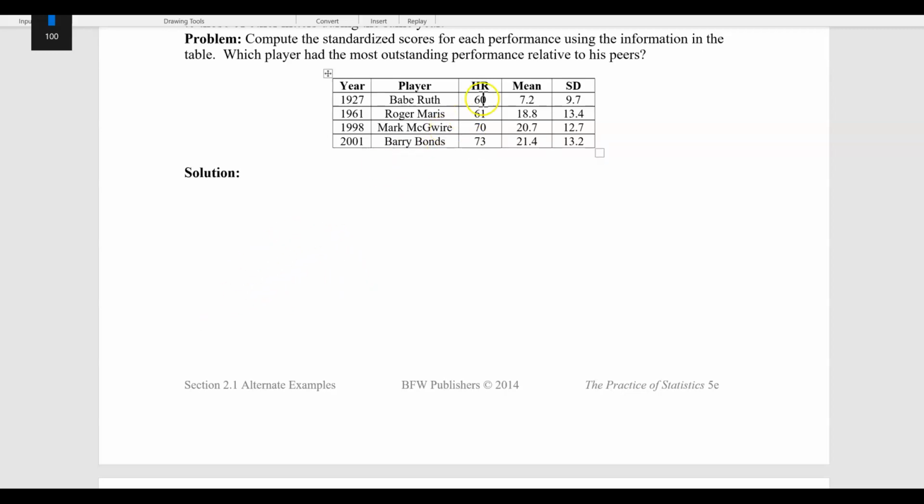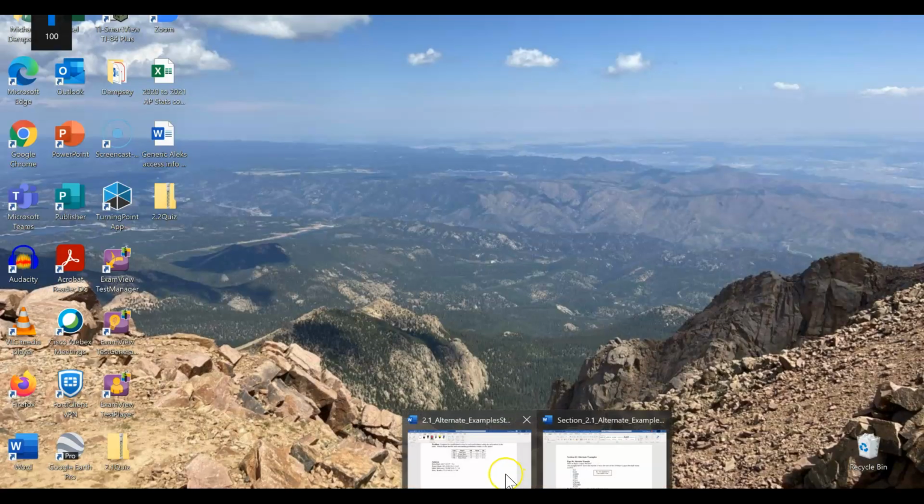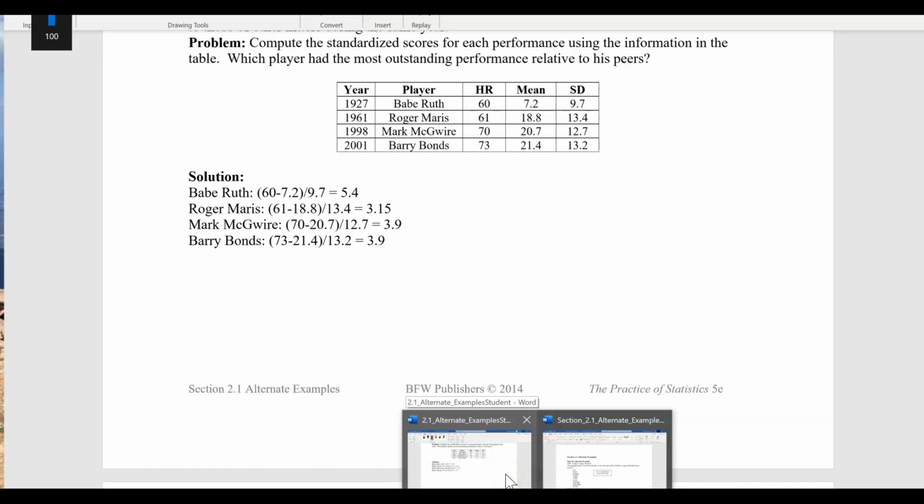Okay, so for each person, you're going to take their raw score. So for Babe Ruth, for example, you're going to take 60 minus 7.2, and then you're going to divide by 9.7. That's his Z-score. So the guy who has the highest Z-score is going to have the best performance relative to his era. Okay, so assuming I did my Z-score calculations correctly here, we can look at these particular Z-scores. All of these guys hit a lot of home runs, but we should be able to look at this and see relative to their peers who performed the greatest. So I'll let you answer that one in our Edpuzzle question here.